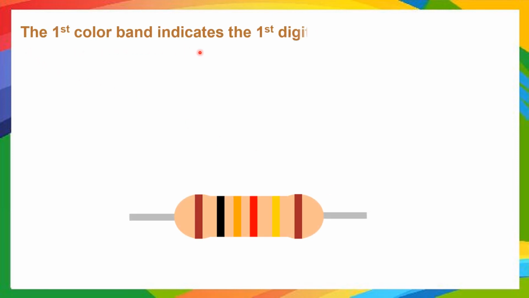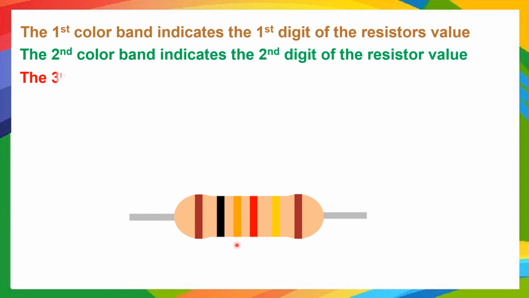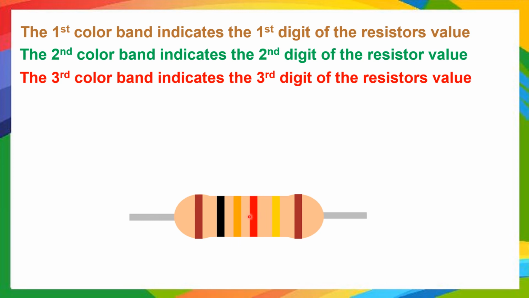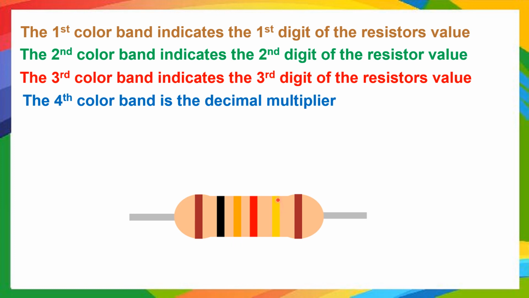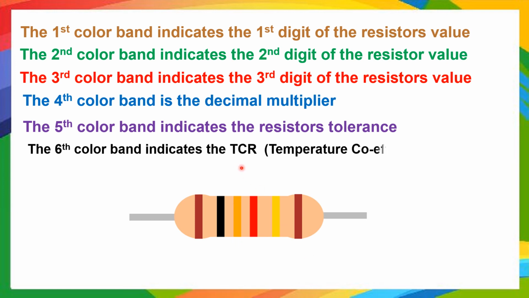The first color band indicates the first digit of the resistor's value. This one. The second band indicates the second digit. The third band indicates the third digit of the resistor's value. And the fourth band, you know this one, is the decimal multiplier. And the fifth color band indicates the tolerance of the resistor, and the sixth color band indicates the TCR, temperature coefficient of resistance. Okay.